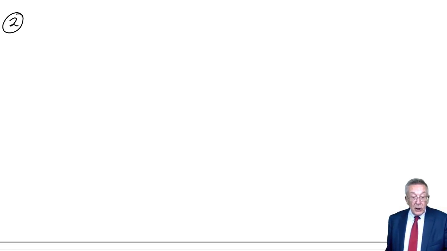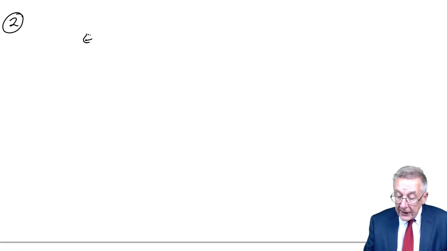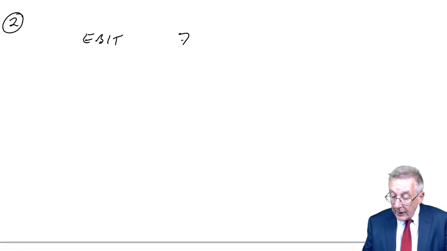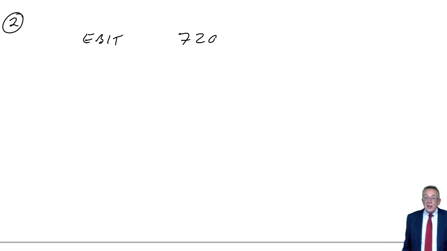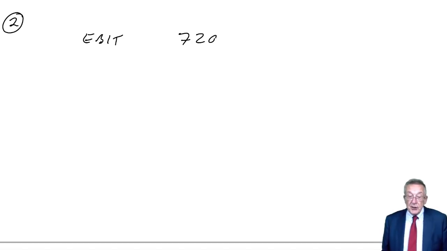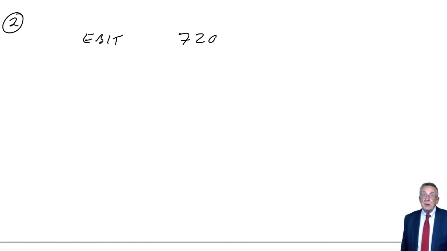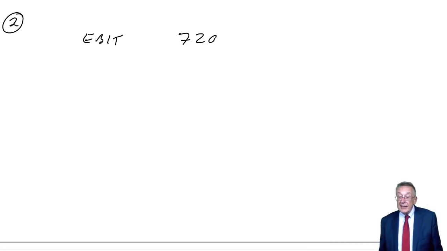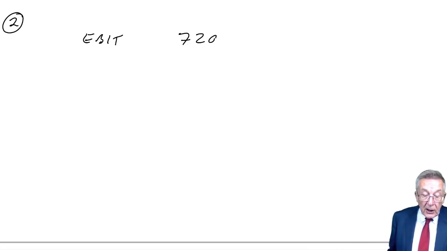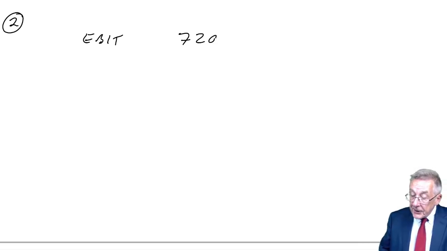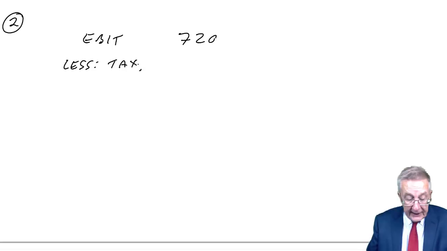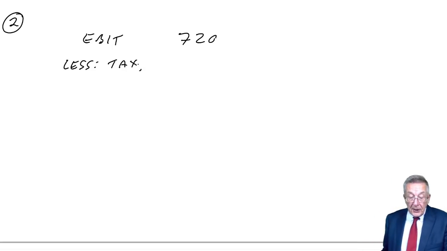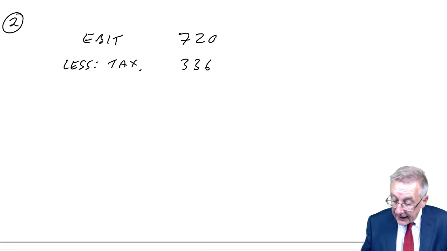And so let's have a go. We start with the earnings before interest and tax, 720. But of course, we need to convert that, if that's the right word, we need to change that into a cash flow available for providers of finance. And so that was before tax. Well, of course, there is tax payable, so we subtract whatever tax is paid, and we're told at the bottom, 336.